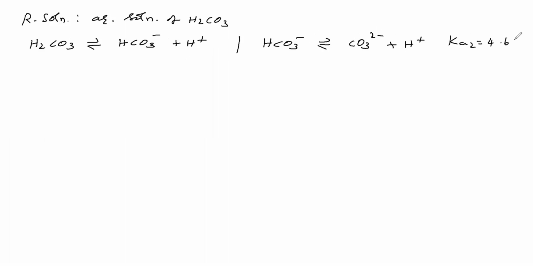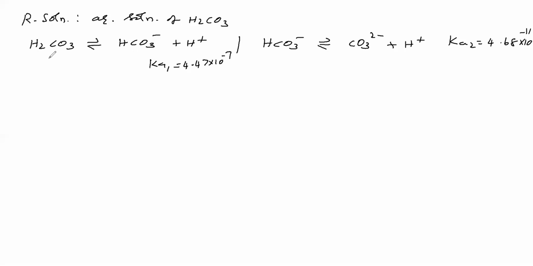Ka2 we can say is 4.68 into 10 to the power of minus 11. For Ka1, Ka1 is 4.47 into 10 to the power of minus 7. Now see the equilibrium constant. This equilibrium constant itself is 10 power minus 7. That means this equilibrium itself lies almost left. This equilibrium constant is roughly 10,000 times greater than that of the other equilibrium. That equilibrium itself lies almost left side.